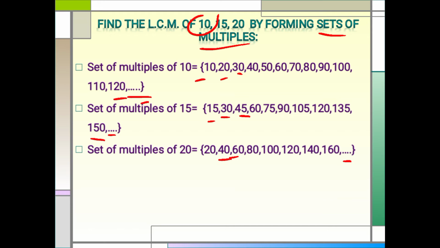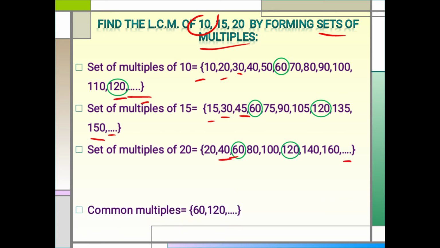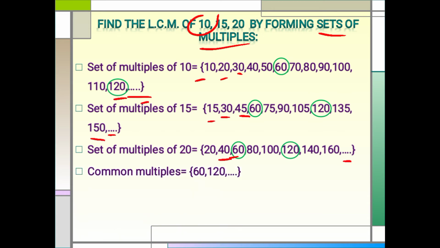Now in the next step, you are going to find the common multiples. What are the common multiples here? Number one is 60. As you can see, 60 is common among all three numbers. Next is 120, which is also common. So your common multiples are 60, 120 and so on. If you find more multiples, you will get more common multiples, so we write "so on" here as well.